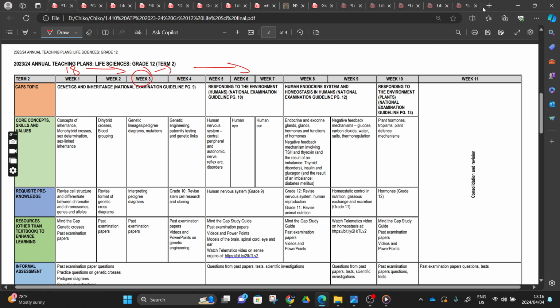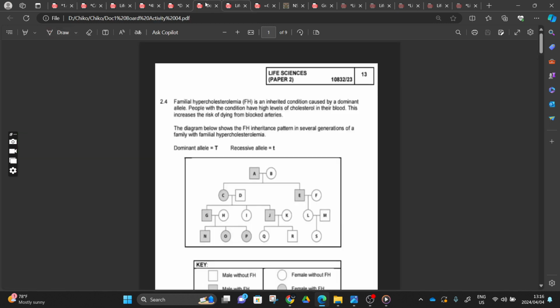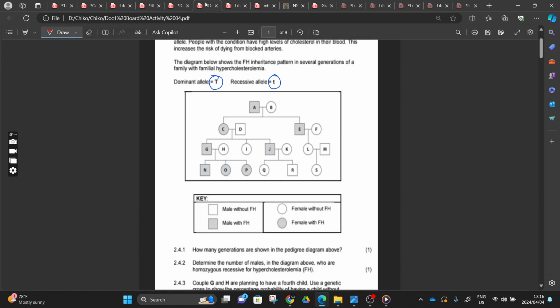And without even going anywhere, guys, let me show you this. These guys yesterday sent me this, and we did a pedigree, and previously we did pedigree, and this was the problem faced with familial hypercholesterolemia, and it was caused by a dominant T and a recessive t, right? So we can come to the key, and when we check the key, it was said that those that are unshaded are without FH. So it was caused by a recessive tt. So we were to go and put that small letter t.